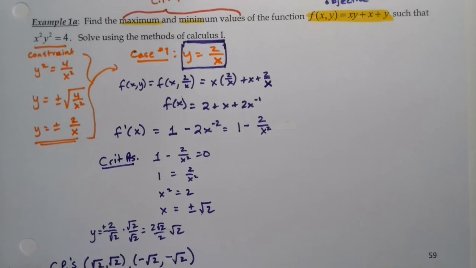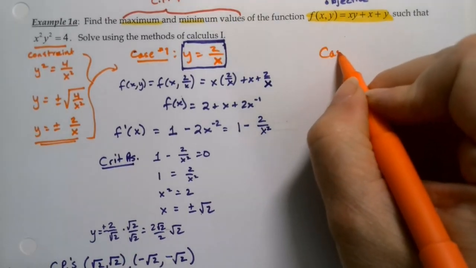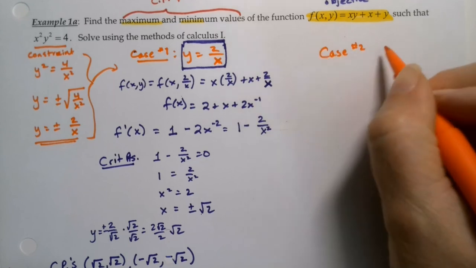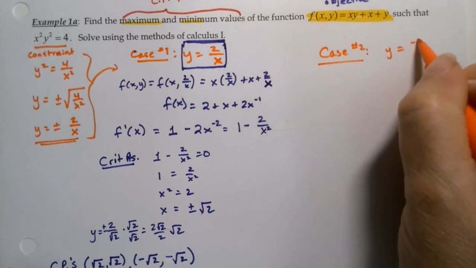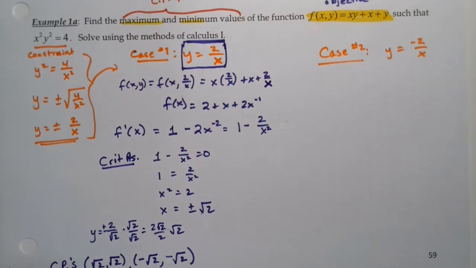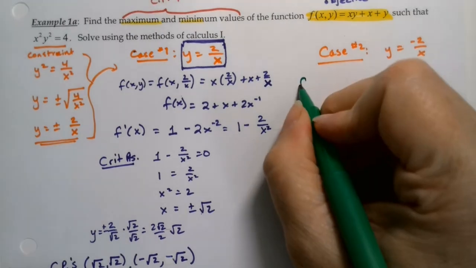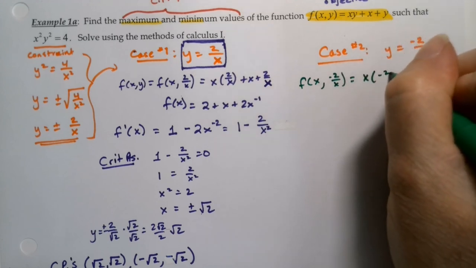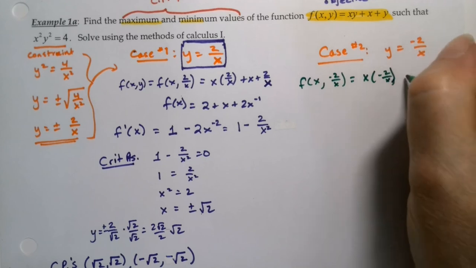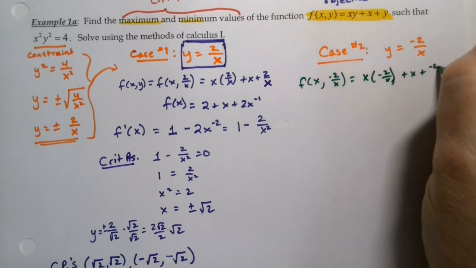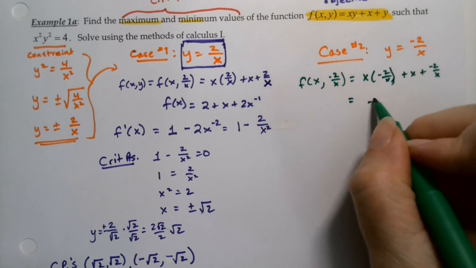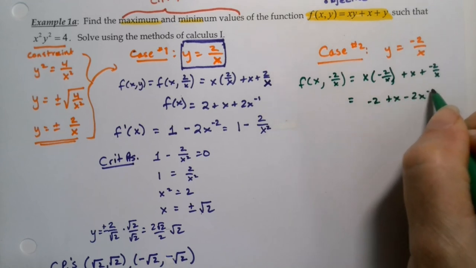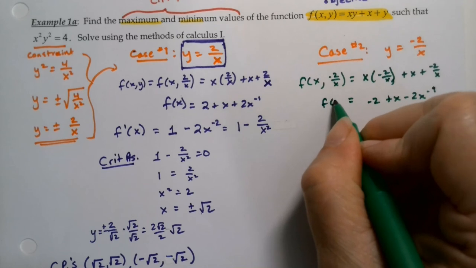All right, so now we have to do it all again. Case number 2 would be that y is equal to negative 2 over x. Let me do this in a different color just to keep everything straight. Then we would have f of x comma negative 2 over x, which becomes x times negative 2 over x, plus x plus negative 2 over x, which is negative 2 plus x minus 2x to the negative 1. And this becomes an f of x now.